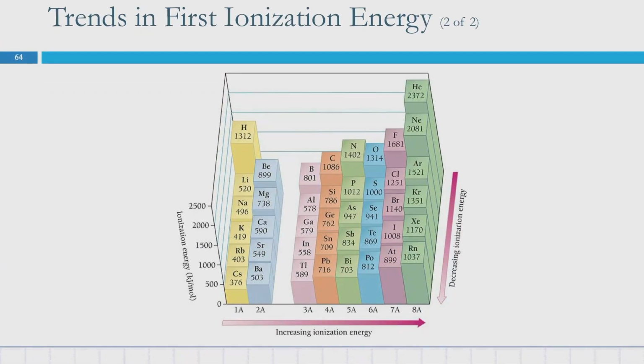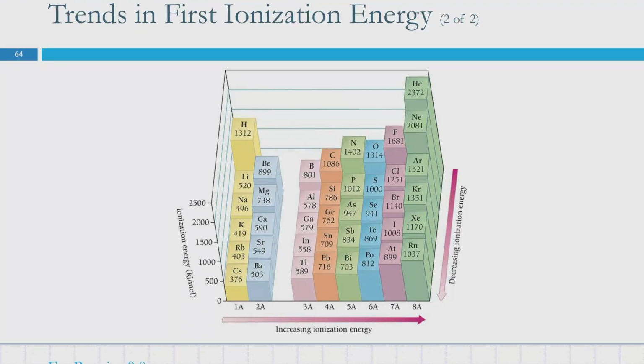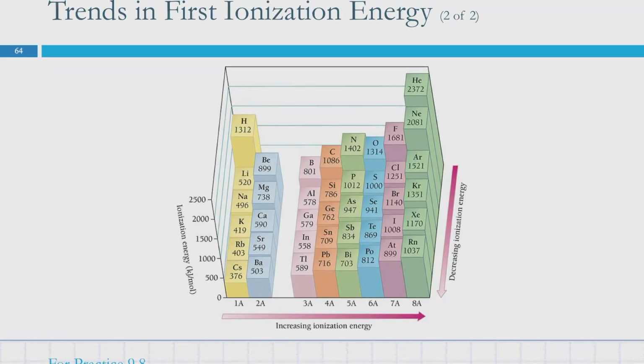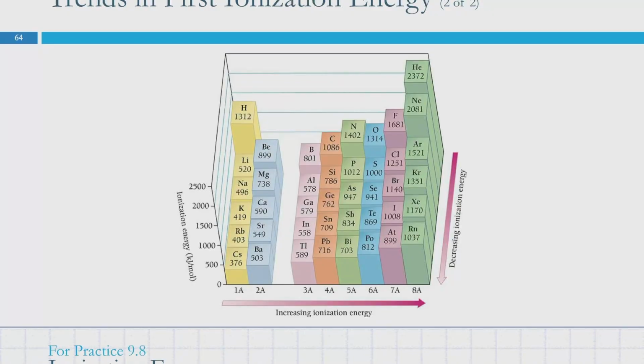Here's another way of looking at it. We'll see a couple more of these 3D charts today because the person that made the book really loves them. So this is just the ionization energies. You can see they increase from left to right and bottom to top. Hydrogen's kind of in a weird spot.